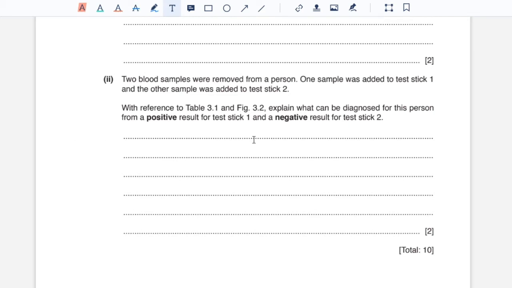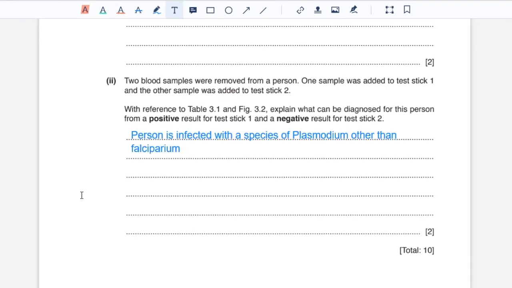So test stick 1 would have tested for all of the 4 species, and if the result is positive, that means any of the 4 species is present in the person's blood. And the negative result for test stick 2 indicates that the protein produced by Falciparum species of Plasmodium is not present, and therefore the infection is caused by a species of Plasmodium other than the Falciparum species.